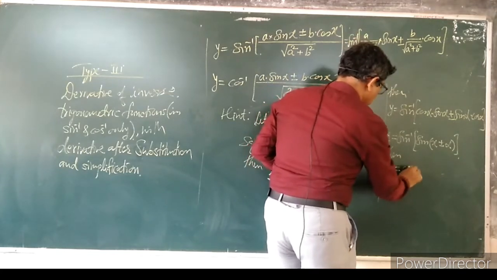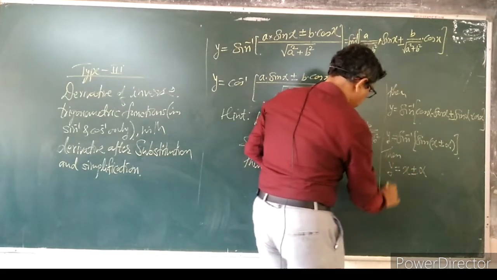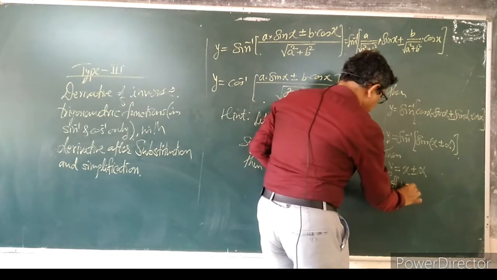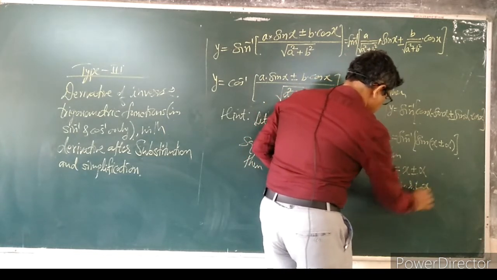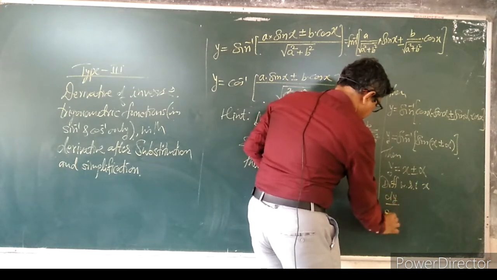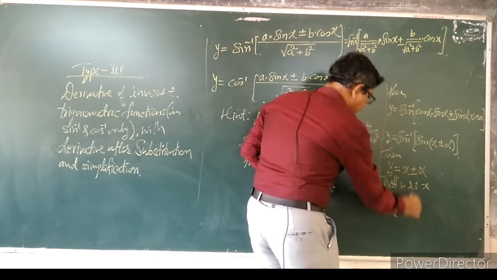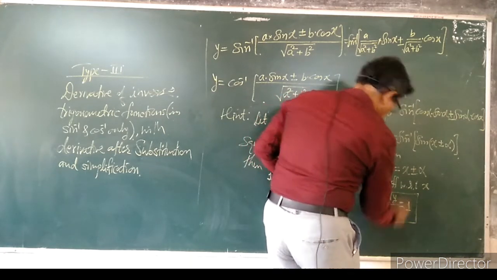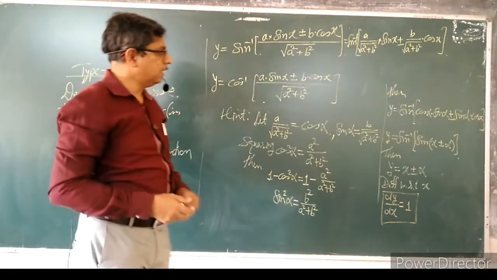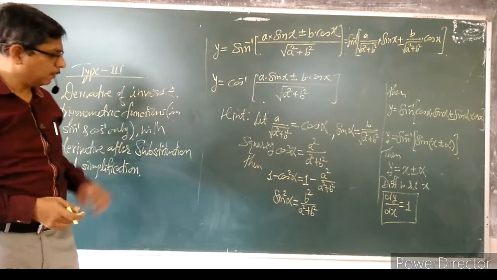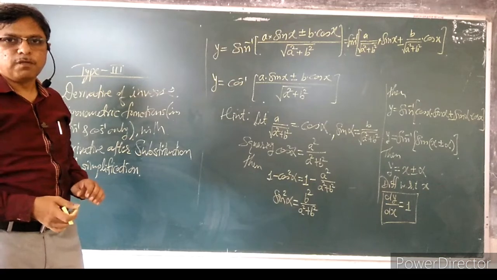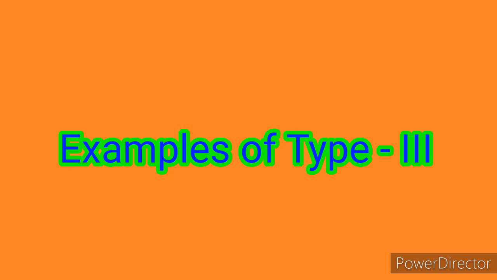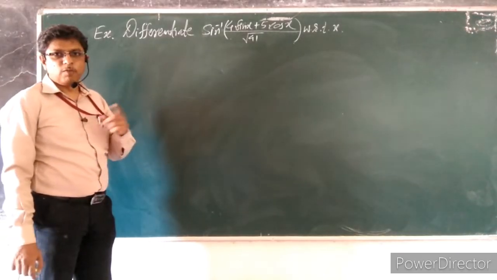Okay, and so here sine inverse and sine get cancelled, and we are getting y is equal to x plus or minus alpha. Differentiating with respect to x, we get dy by dx is equal to derivative of x, which is 1, and derivative of alpha is 0. So the answer is 1. This is the method of solving examples of this type. So we'll go for a few examples here, and of this type we'll go for one example.